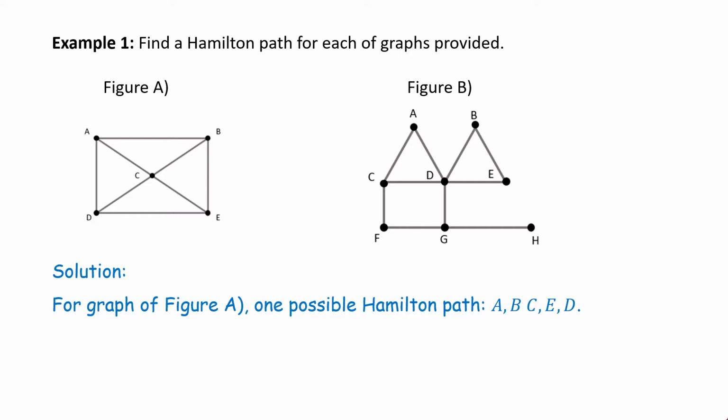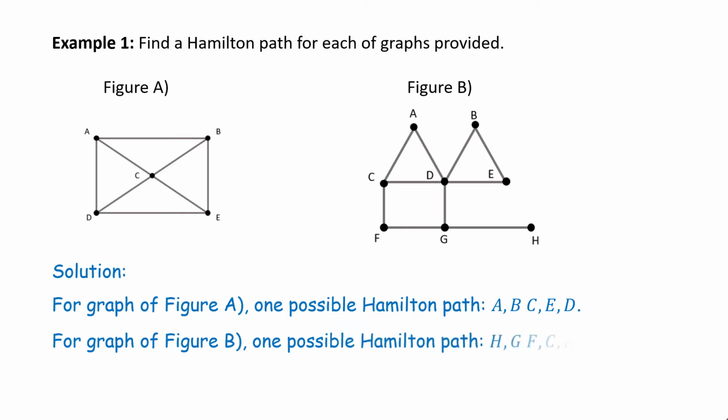Let's consider, for the graph of figure B, one possible Hamilton path. I'll start at H. H to G to F to C to A, D, B, and E. In this path, we hit each vertex once and only once.